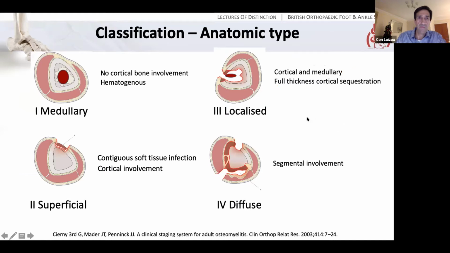Now, the anatomic classification of Cierny and Mader divides osteomyelitis into type 1, medullary, which has no cortical involvement and is usually of hematogenous spread; type 2, superficial, which has cortical involvement and is usually contiguous from a soft tissue infection; type 3, which is localized, which is corticomedullary, and you have full thickness cortical sequestration; and type 4, which is diffuse, which involves a whole segment of bone.